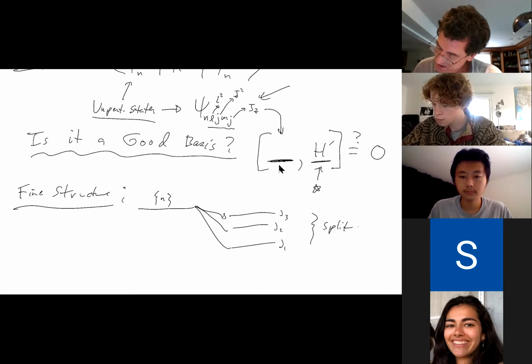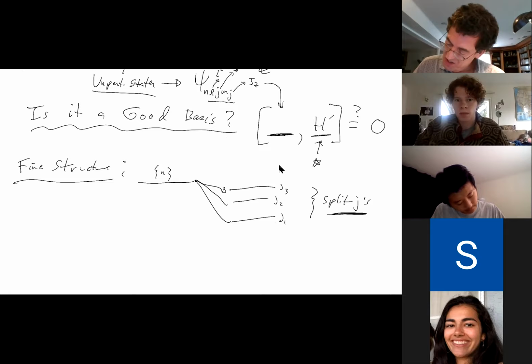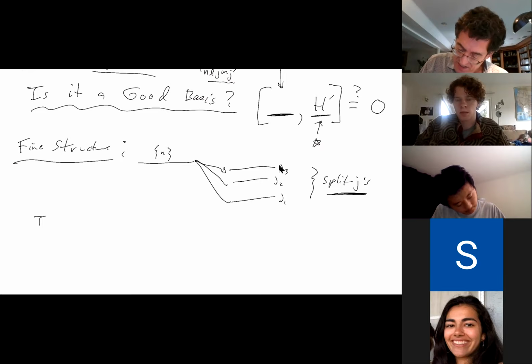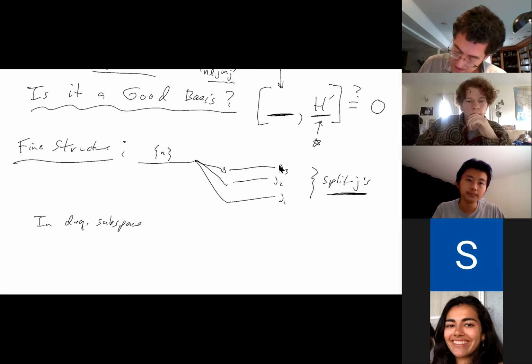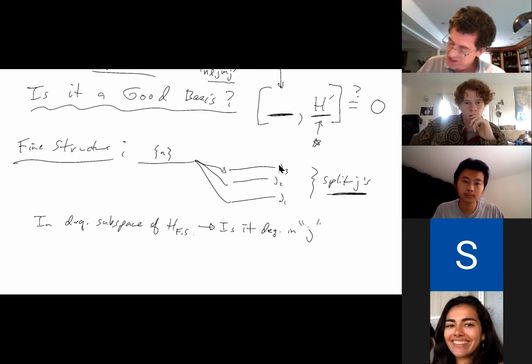So when we are in the degenerate subspace of the fine structure Hamiltonian, the question is, is it degenerate in J? That's a question I'm asking you. There is a subtlety here. Is our degenerate subspace degenerate in J? Does J index the degenerate subspace? In other words, are there multiple J's in the degenerate subspace?